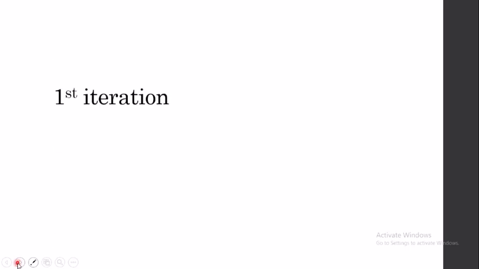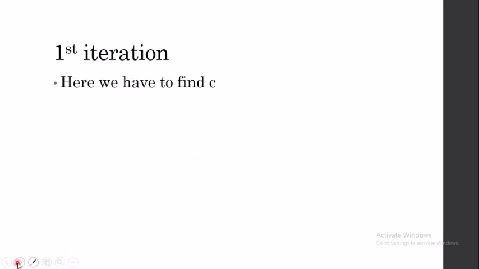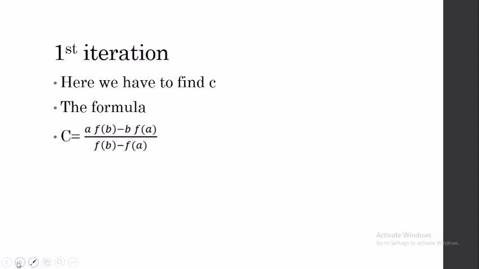Now let's move on to our first iteration. In order to do the first iteration, we have to find out what c is. c is nothing but the approximate root. I won't say that it is the real root, but it is the approximate root. We have learned in the theory the formula for finding the approximate root, or c. That is a into f of b minus b into f of a, divided by f of b minus f of a. First find c, and then you have to find f of c.